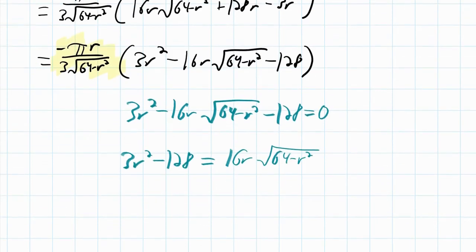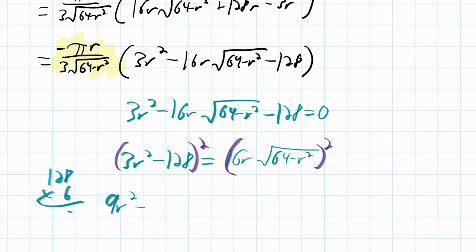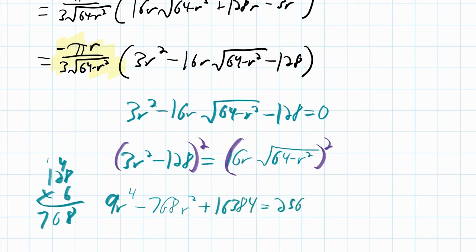So I'm going to square the left side, which is going to give me something, square the right side, which is going to give me something. Squaring the left side gives me a 9r squared minus, this is going to be 128 times 6. Oh, I'm committing to this. 12, 16, so minus 768. This should be 9r to the 4th, 768r squared plus 128 squared. You can have a calculator, is 16,384 equals, and this would be 256.